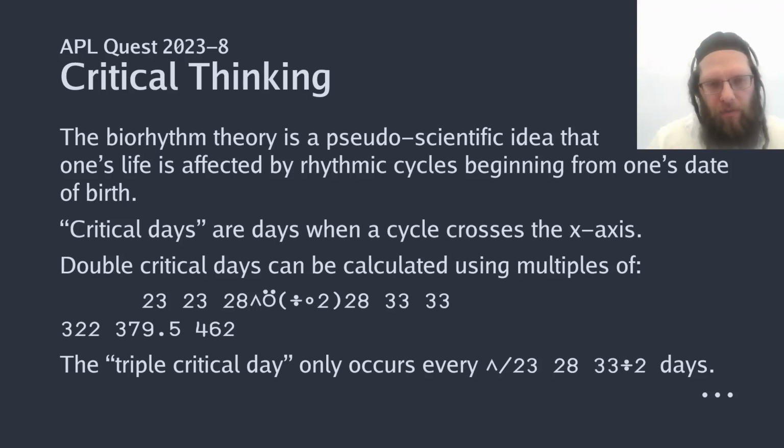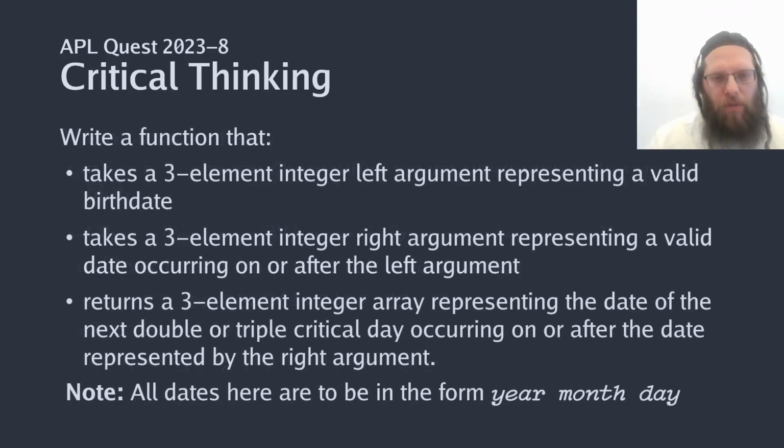And then there's a red herring here. It says the triple critical day, which you're also supposed to check, but it doesn't matter because a triple critical day is of course a double critical day as well. There's 2, and there's one more of these cycles meet. We are supposed to take input and give output as year, month, day vectors, and that's really all there is to it.